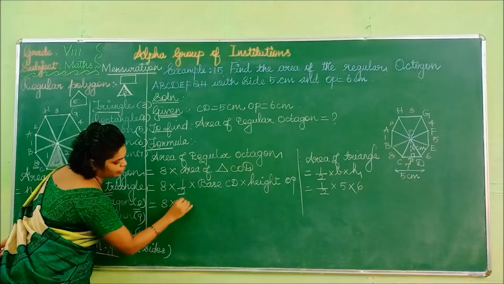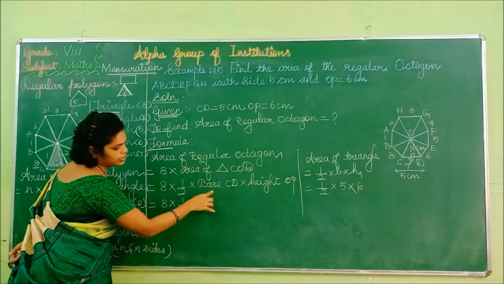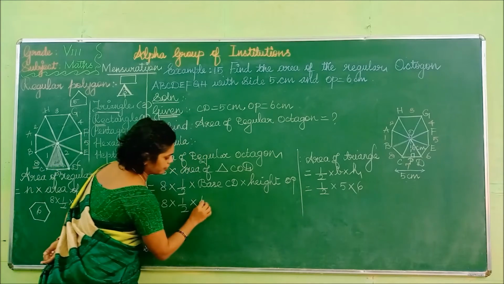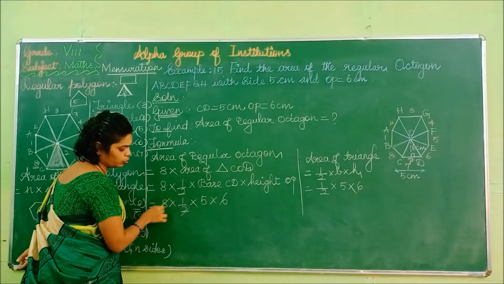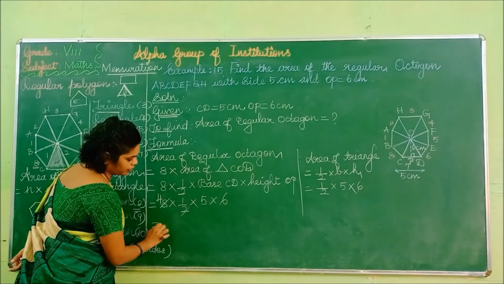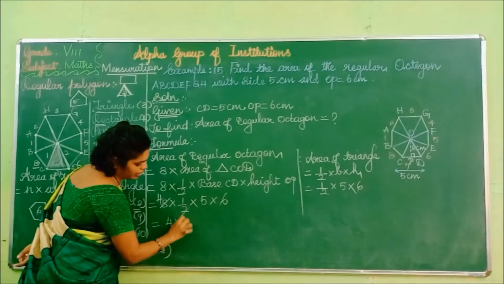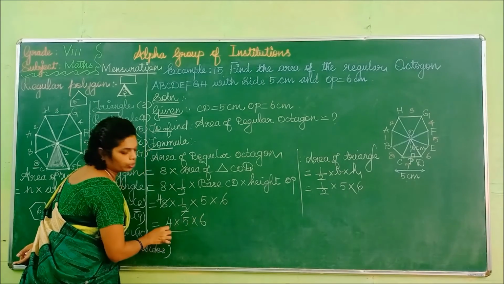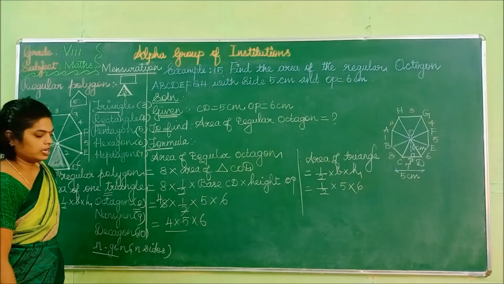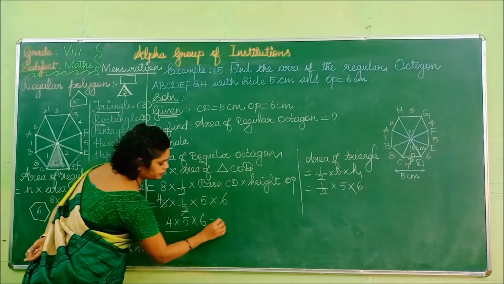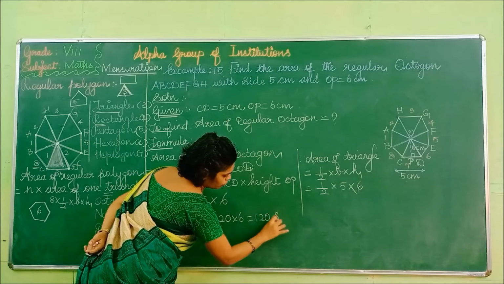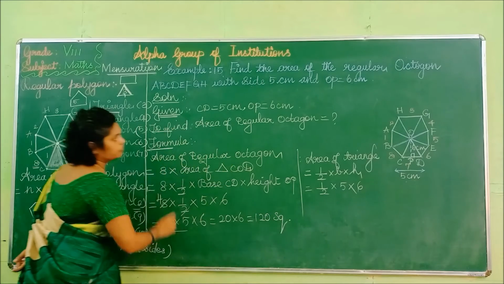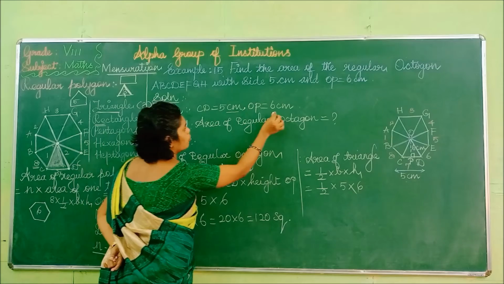Now substitute the values: 1 by 2. What is the base? The base is 5, and the height is 6. So you can cancel the 2 with the 4, so 4 into 5 into 6. What is 4 into 5? That is 20. 20 into 6 is 120 square units.